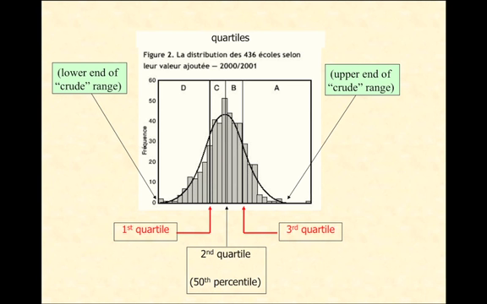So, if we think about quartiles and the interquartile range, it's between the second and the third quartile. The lower end of our crude range, which is our minimum score, and the upper end of our crude range, which is our maximum score, represent our total range of our distribution. And of course, at the middle, between our second and third quartiles, we have the 50th percentile, which in a normal distribution like this one is also the modal score and it's also the mean score.